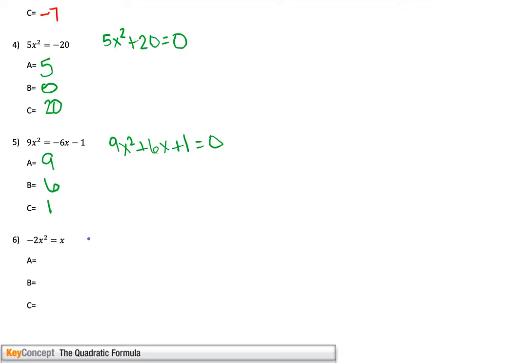This one, I will rewrite in standard form: negative 2x squared minus x equals 0. So my a is negative 2, my b is negative 1, and my c is 0.